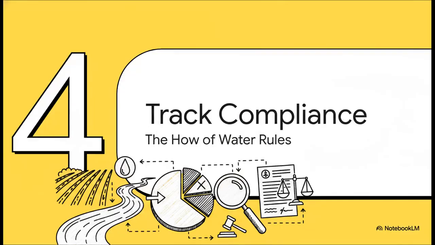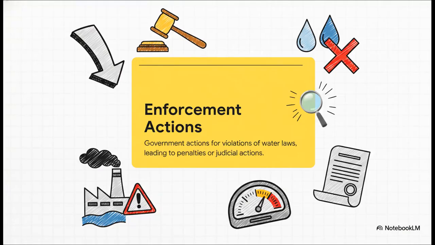Next up, Section 4, tracking regulatory non-compliance. Let's look at the how of water rules. It is incredibly important to note that this metric for non-compliance incidents strictly looks at events that result in formal enforcement actions. We're not talking about a polite little warning letter here. We are talking about formal governmental actions like administrative penalty orders or judicial actions that address a clear violation of water quantity or quality laws. If a facility discharges a hazardous substance and gets formally penalized, boom, that goes on the record.